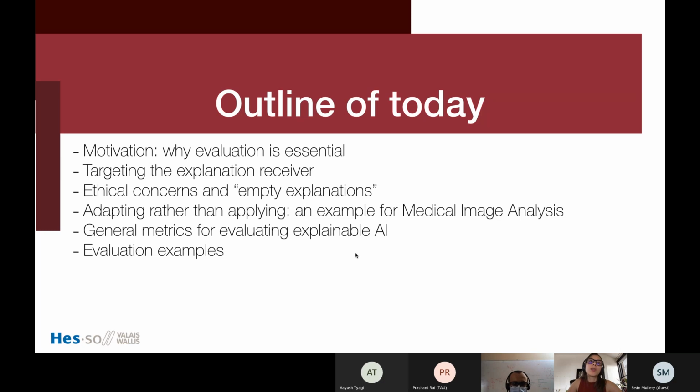We will then have a more structured look at general metrics that can be used for evaluating explainable AI. These were really general, given for any type of application. I will then go back again to some examples of evaluations and some things that we could observe since we started evaluating our experiments.